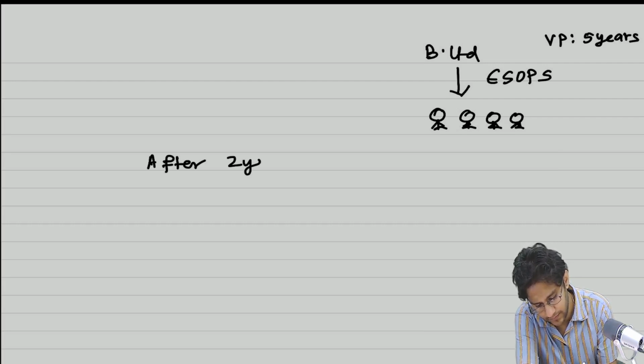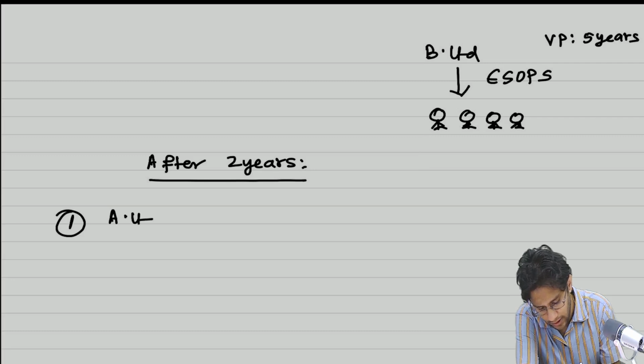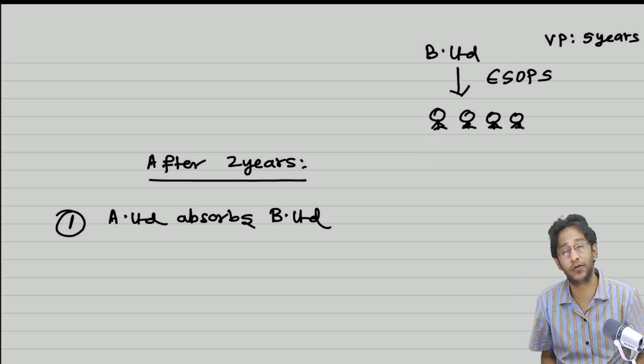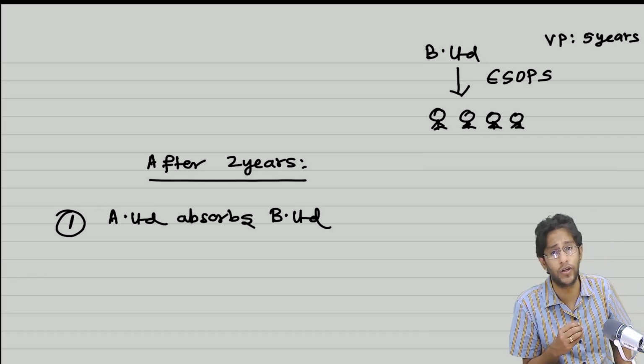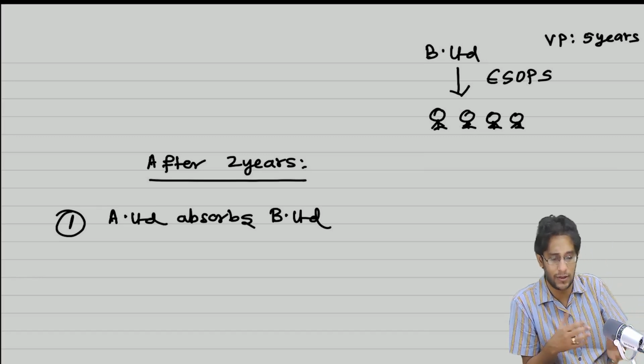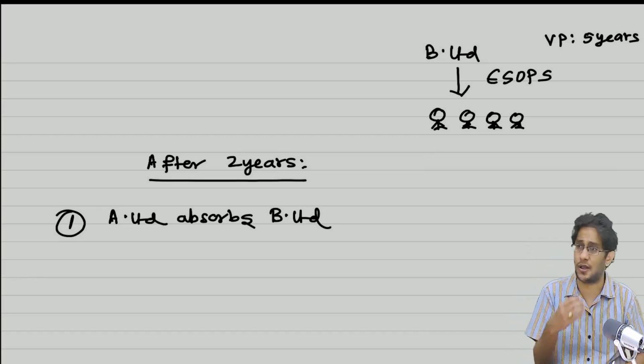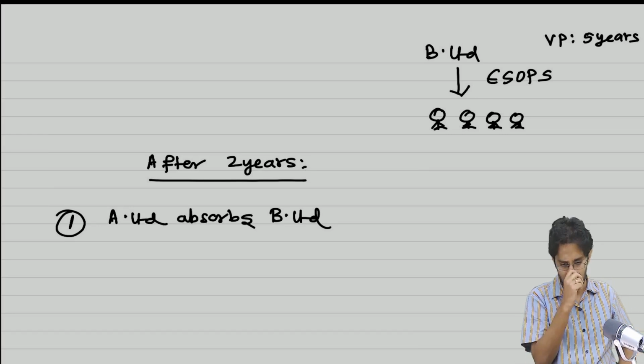After 2 years, example number 1: A Limited absorbs B Limited. What is the meaning of absorbing B Limited? B Limited entity is liquidated and now the entire ownership of the business of B Limited is under the hands of A Limited. Imagine that the employees also will continue.